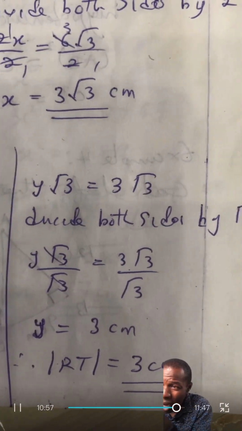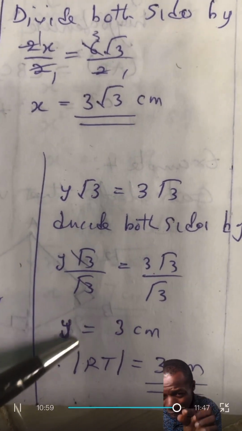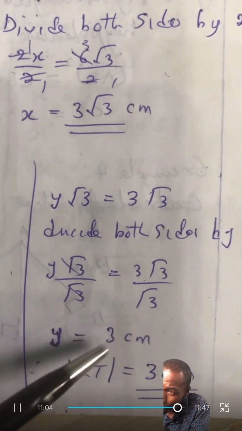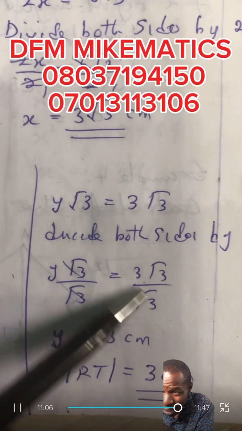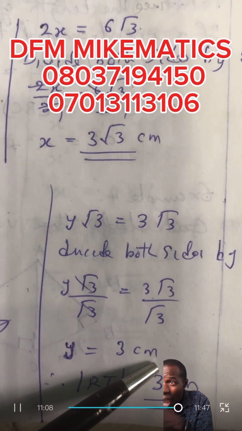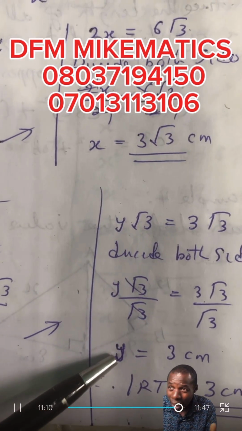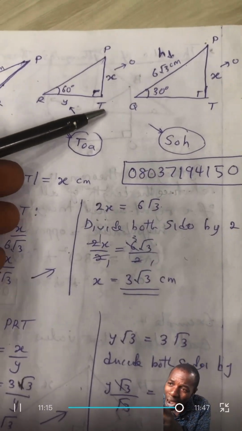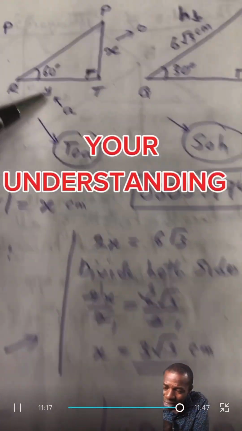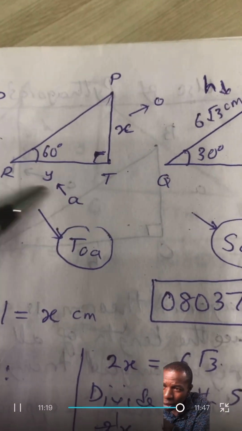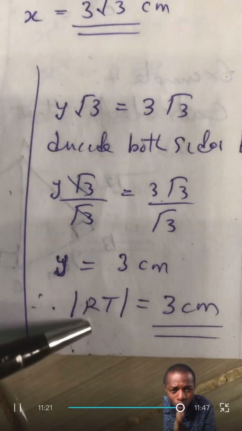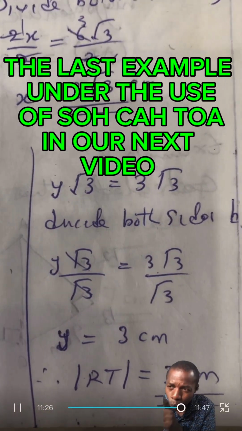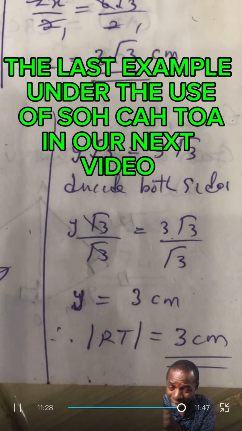Alright? So root 3 will cancel root 3. You'll be left with y. Okay? And root 3 will cancel root 3. You'll be left with what? 3. So the value of y is 3 centimeters. And what you're actually looking for is that y. And if you trace that y, it is between what? RT. So our RT is the y, which is what? The 3 centimeters. So we succeeded in getting the value of y, which is the required side, RT.